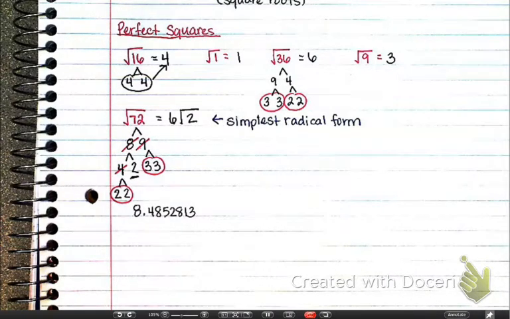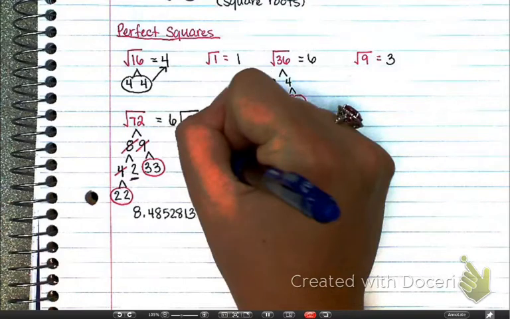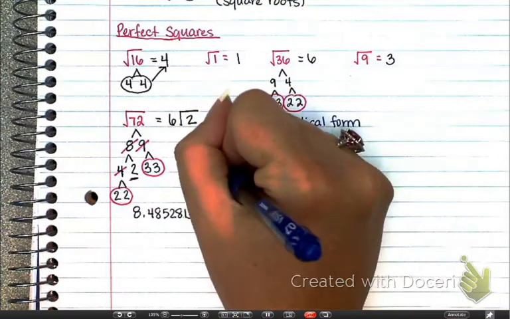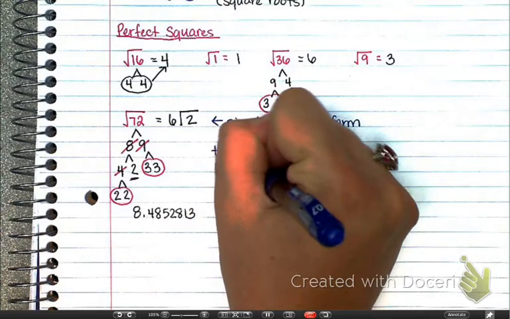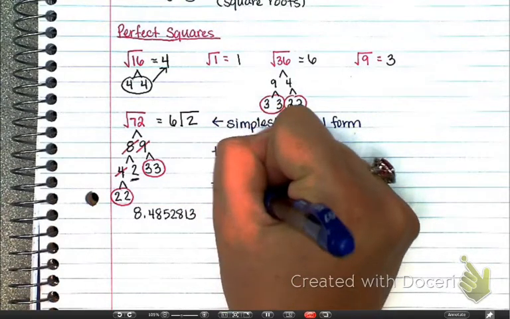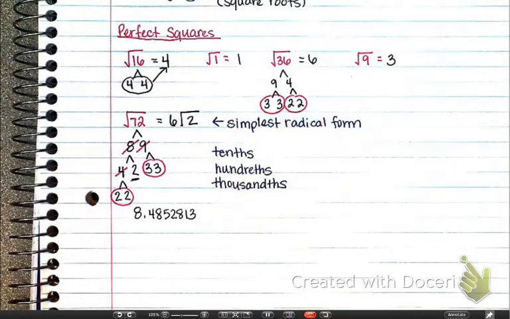Okay? Now I also may ask you to round. So let's talk about rounding. Are you nervous about rounding? No? Okay. So there's going to be 3 options. You're going to round to the 10ths place, the 100ths place, or the 1000ths place. So before we actually round this number, let's figure out what that place value is.